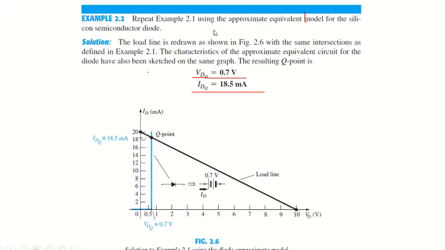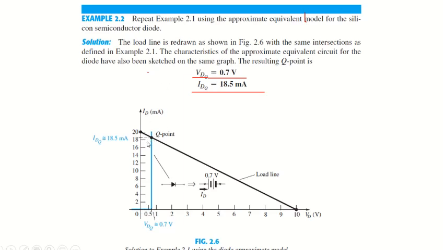Okay, we'll repeat example 2.1 using the approximate equivalent model of the silicon semiconductor diode. Again, the circuit figure is redrawn, where the only difference is the characteristic curve, which under the ideal case is a straight line at 0.7 volts. It will allow the maximum current to flow through it.